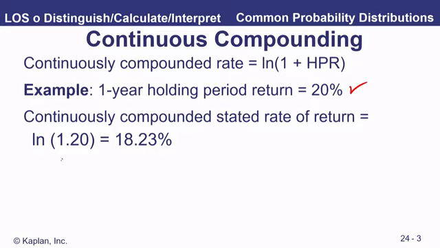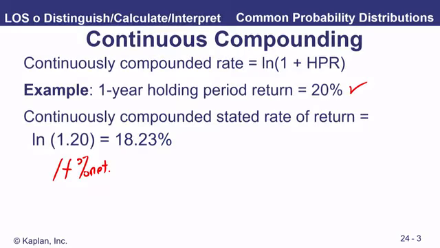So that's what we're up to here. And this is just 1 plus the percentage return, 1 plus our percentage holding period return. And we're just going to take the natural logarithm of that. You can find it on your calculator. See that it's the natural log, and the inverse function of that is the e to the x function that we used for our log normal distribution. And so with a stated rate of 18.23%, we would get a holding period return of 20%, going back the other way. But the learning outcome statement really requires us to put in a holding period return and get the stated rate with continuous compounding.